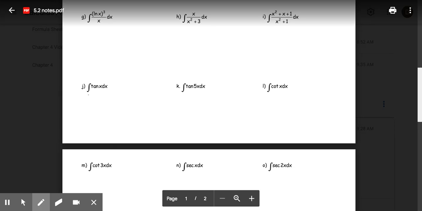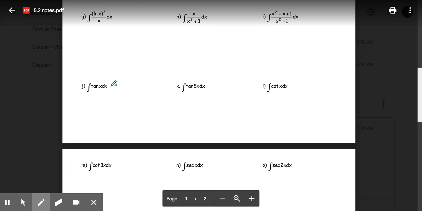We only knew how to integrate sine, cosine, secant squared, cosecant squared, secant x tangent x, and cosecant x cotangent x. We never integrated just straight up tangent or secant or cotangent or cosecant. So I'm going to show you how to do that. So obviously you can't do anything right now. You don't have a formula for this.